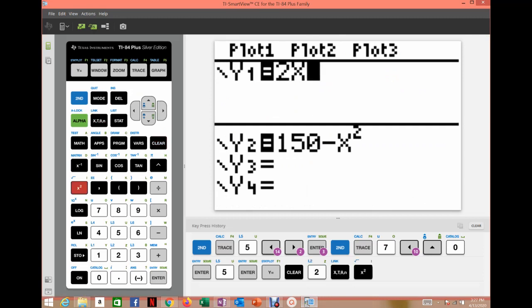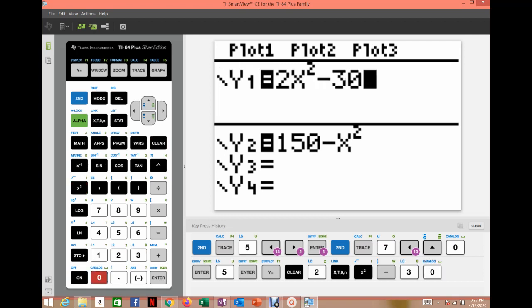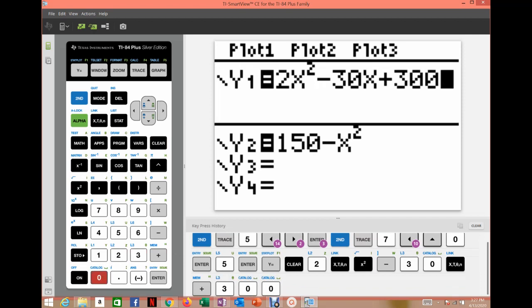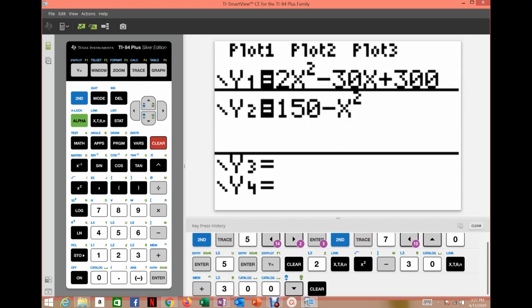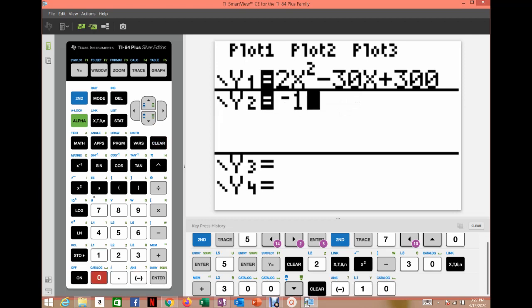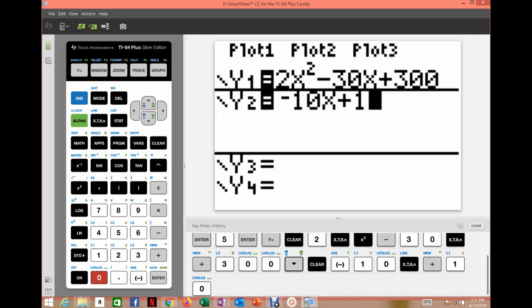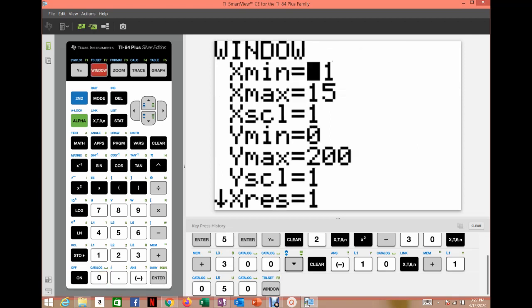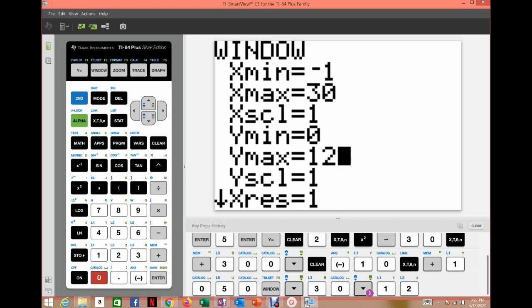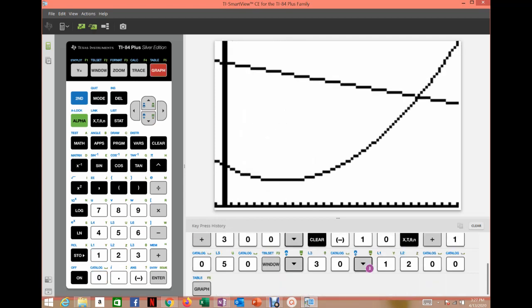All right, so first my supply equation: 2x squared minus 30x plus 300. And then my demand, which was negative 10x plus 1,050. All right, I will have to change my window. These numbers are a little bigger, so I might go up to 30 again just to be on the safe side. And my demand's y-intercept was 1,050, so I don't need to go past 1,050. So maybe 1,200 should be good enough. Hit the graph, supply, demand. All right, I can see everything pretty good.